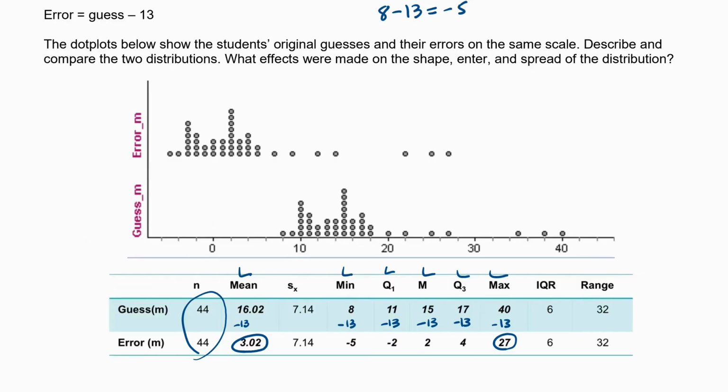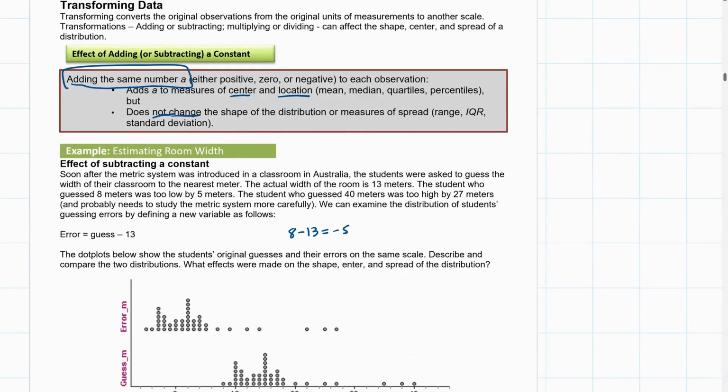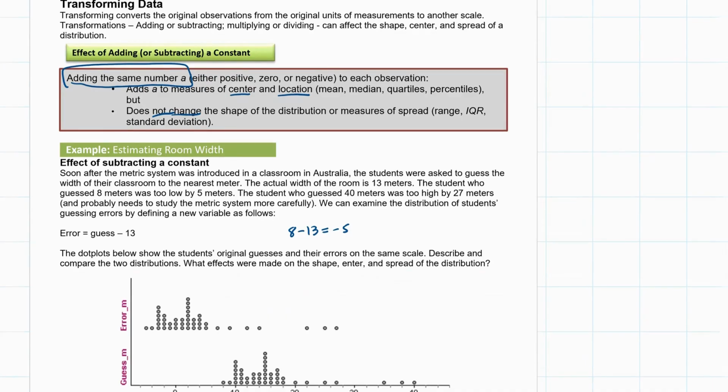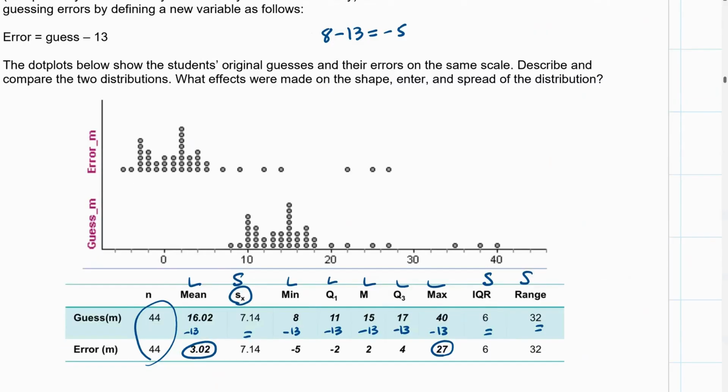But take a look at what happened to the standard deviation. It's the same. The IQR is the same. The range is, in fact, every measurement of spread stayed the same. So again, adding or subtracting the same number to every observation has an effect on measurements of center and location, but no effect on measurements of spread. And you might also notice that the shapes are exactly the same. Okay, going on to the next page.